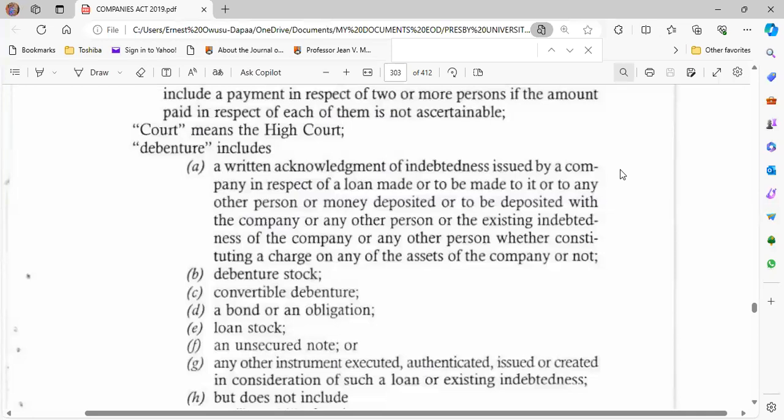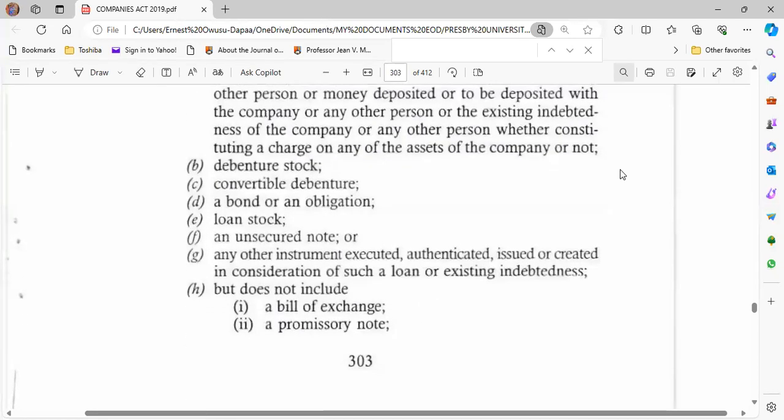And an unsecured note. An unsecured note, the company gives you a debt note saying that, yes, it owes you, but it's not charged to any security. That is also a debenture.